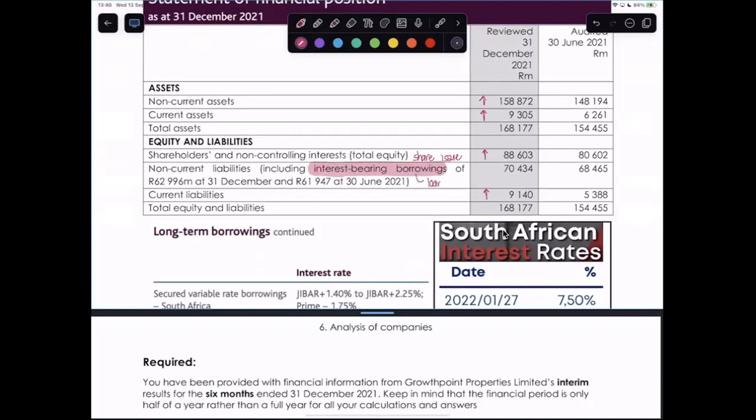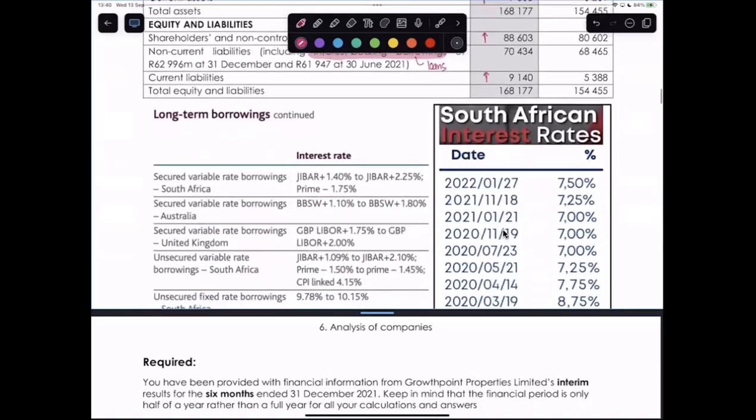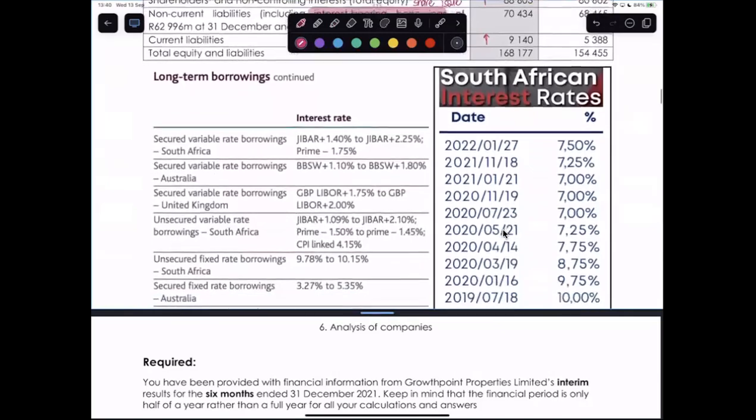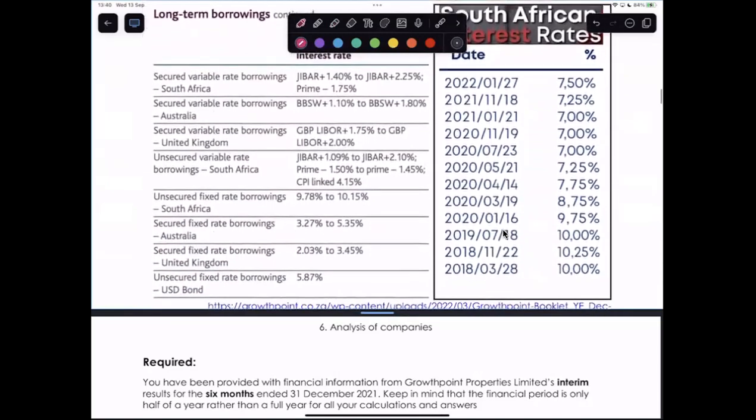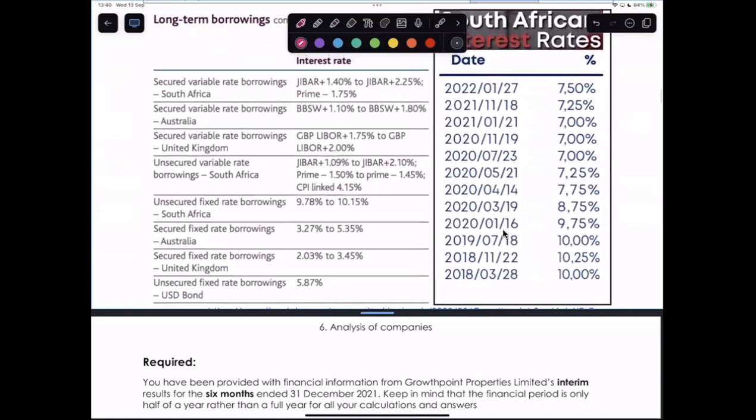So we're talking about any money that you've borrowed that you have to pay interest on. And again, that's increased, but so slightly, it's kind of negligible. The current liabilities we've already looked at as quite a lot. And now we can see a little bit more information about the long-term borrowings. On the left, you can see information that would have been obtained from the notes to the financial statements, and you can see the interest rates on lots and lots of money that was borrowed by Growthpoint.